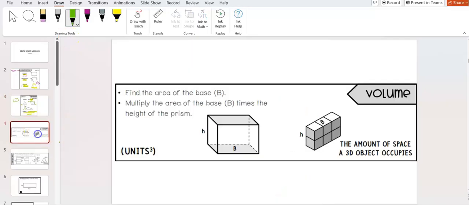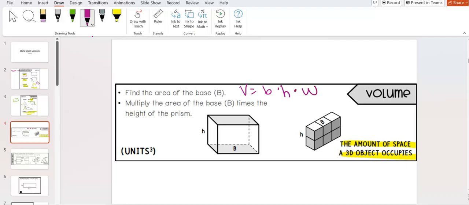Okay, next, after area, we get volume. Now, volume is basically the area of a 3D shape. It's the amount of space that a 3D shape takes up. Okay, and it's written right here, the amount of space a 3D object occupies. To find the volume of a shape, we're going to do rectangular prisms. You're just going to find the base times the height times the width.